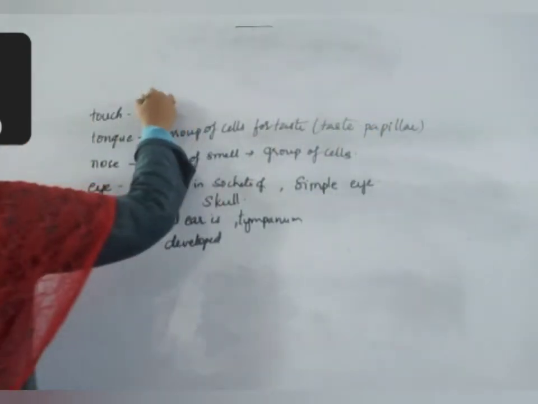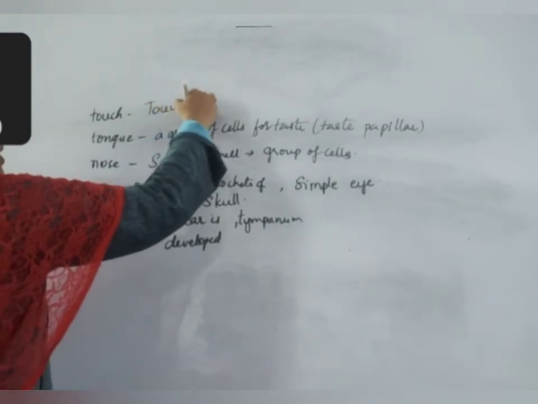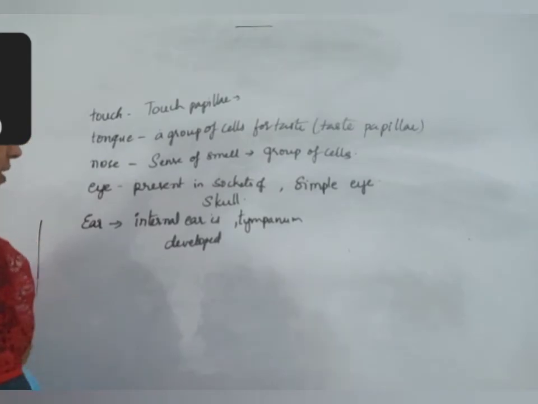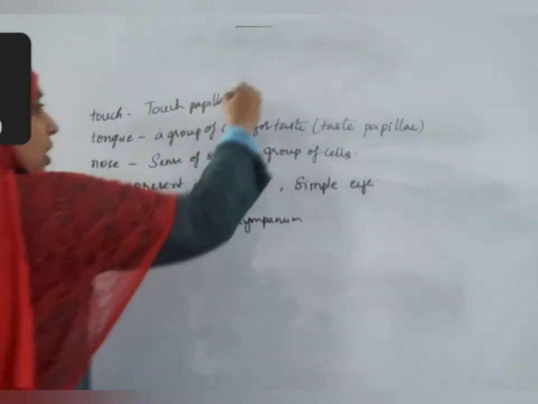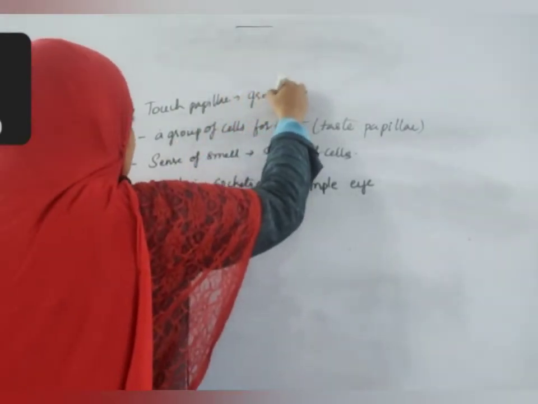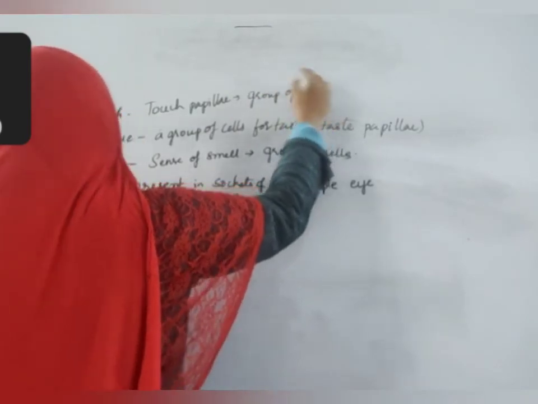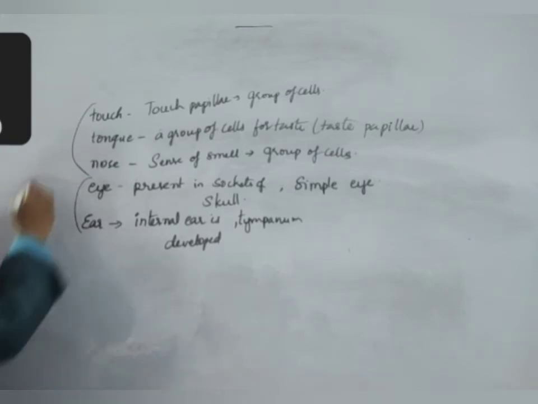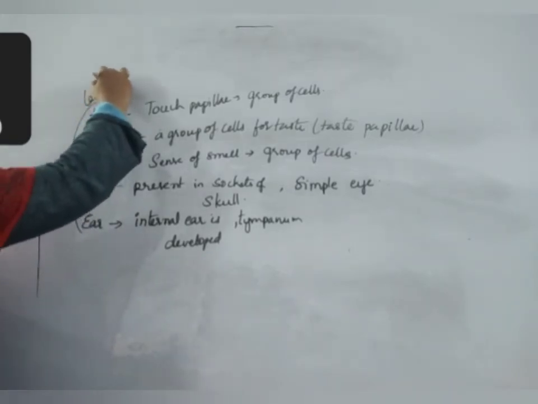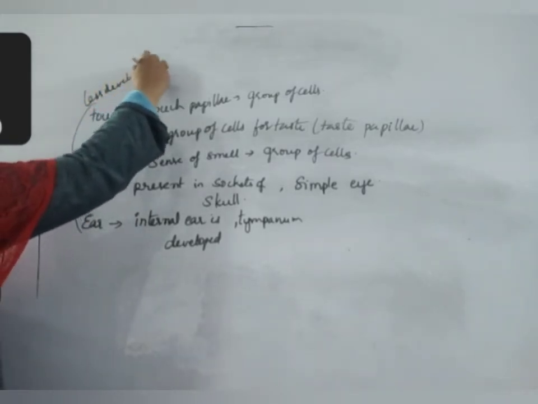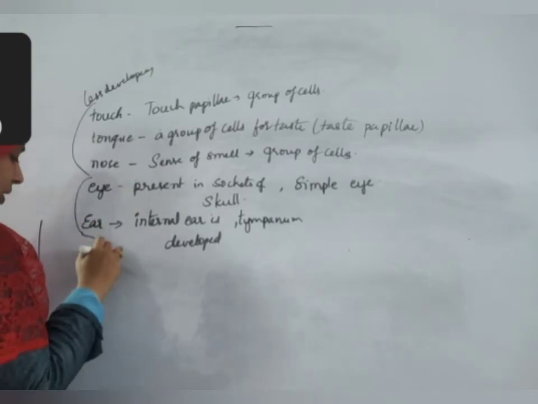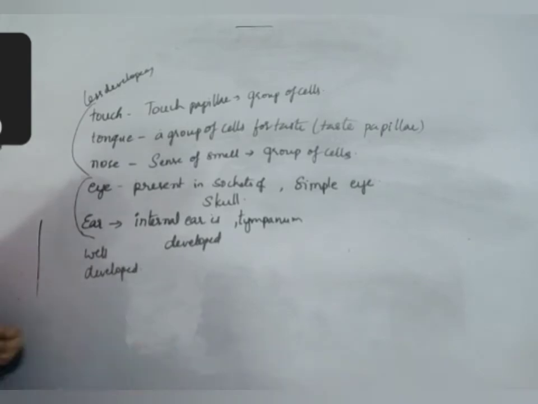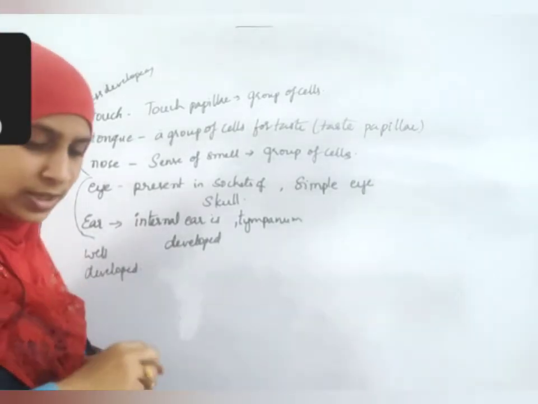And for touch, there are touch papillae in the skin. These are also a group of receptor cells, a group of cells that sense touch. So these three are less developed, and these two are well developed among the sense organs.